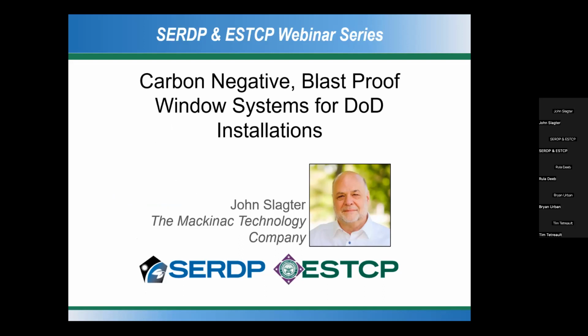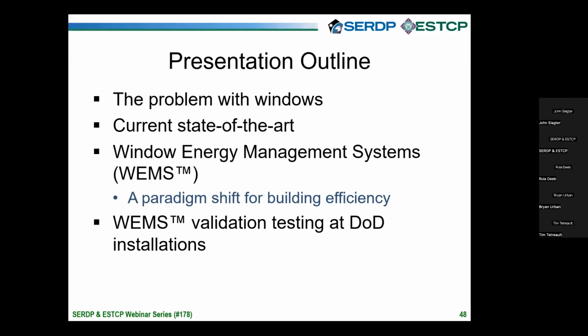Yeah, I'm John Schlechter. I'm the president of Mackinac Technology. And as Rula said, we were founded in 2007, and we've worked very closely with the Fraunhofer research groups here in Michigan and in Boston. And we also have a subsidiary in Germany where we partner with Fraunhofer research groups there as well. And I'm here to talk about our window energy management systems technology.